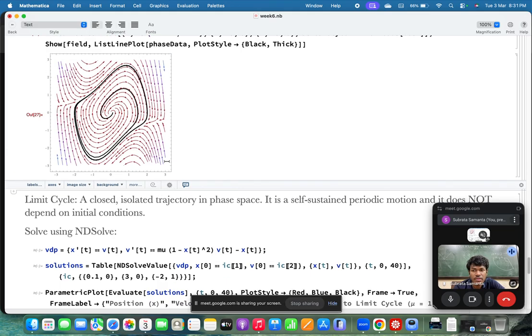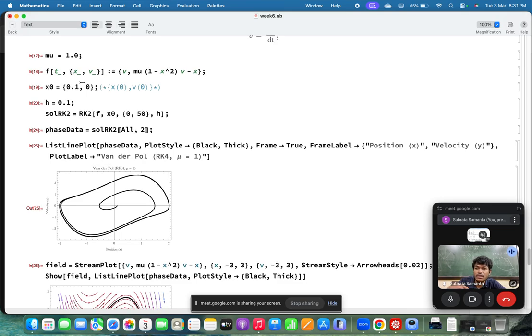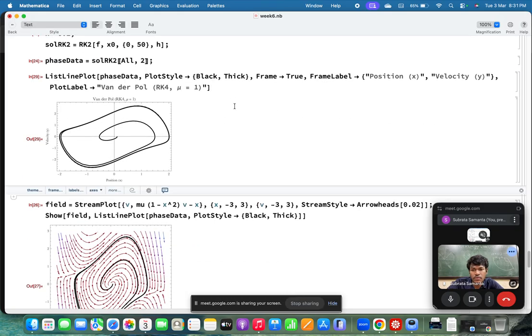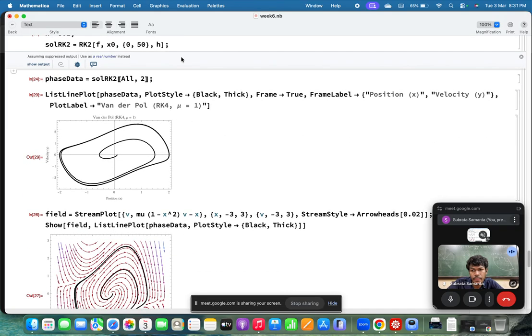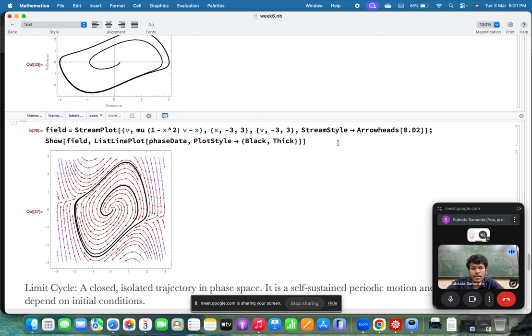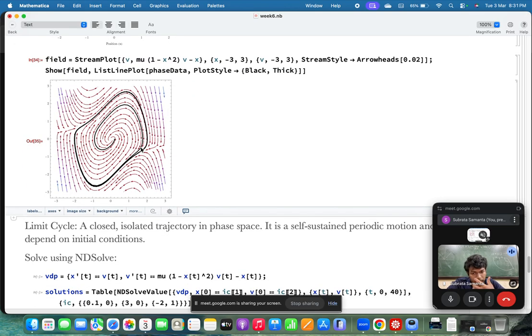Basically, if you start with different initial conditions, I will discuss this more, but let's say I start with 0.2. Sorry, I have to solve again. If you see, if you start with 0.2, they again reach the same limit cycle. We start with different points, but in the end you reach the same cycle. So it's a closed isolated trajectory, a limit cycle.